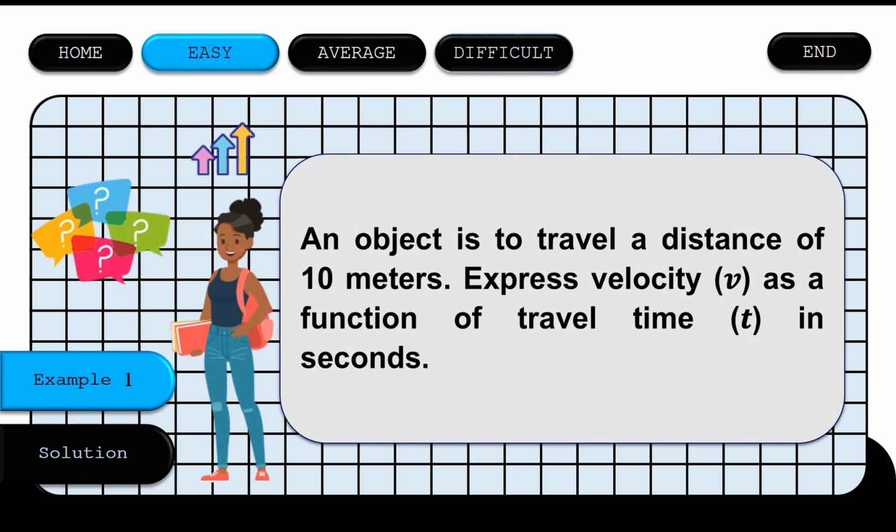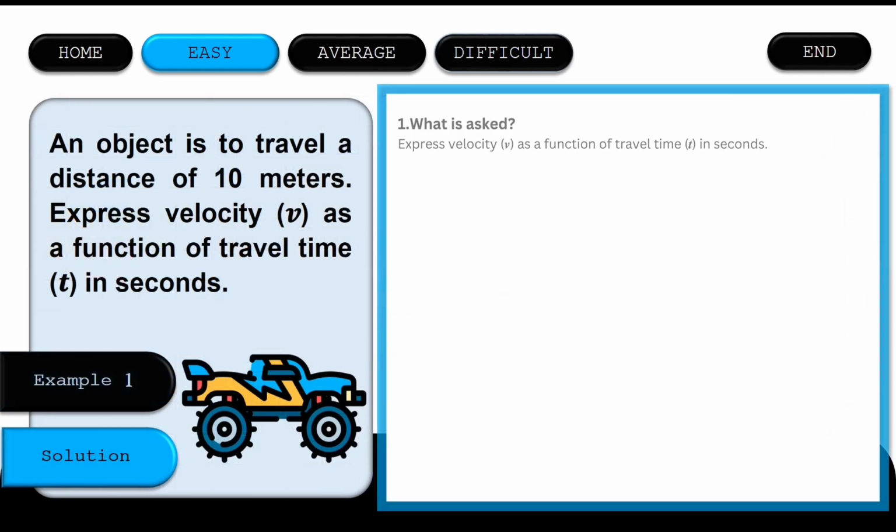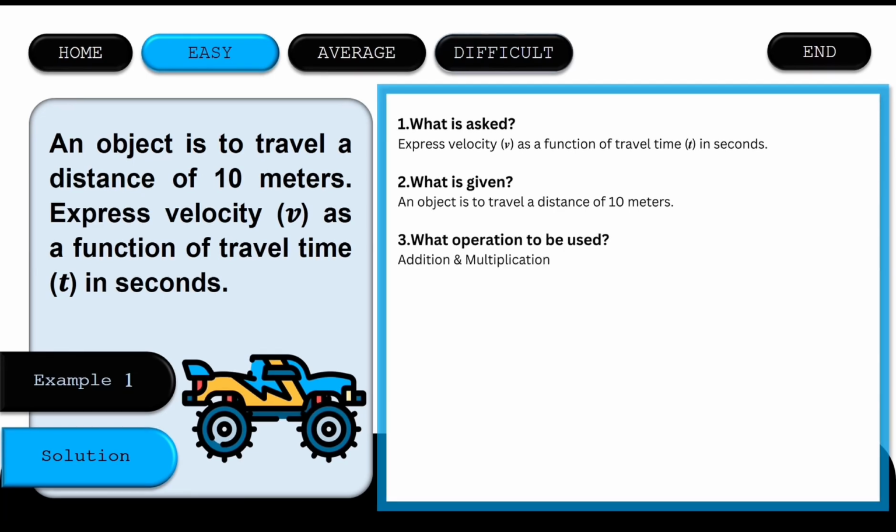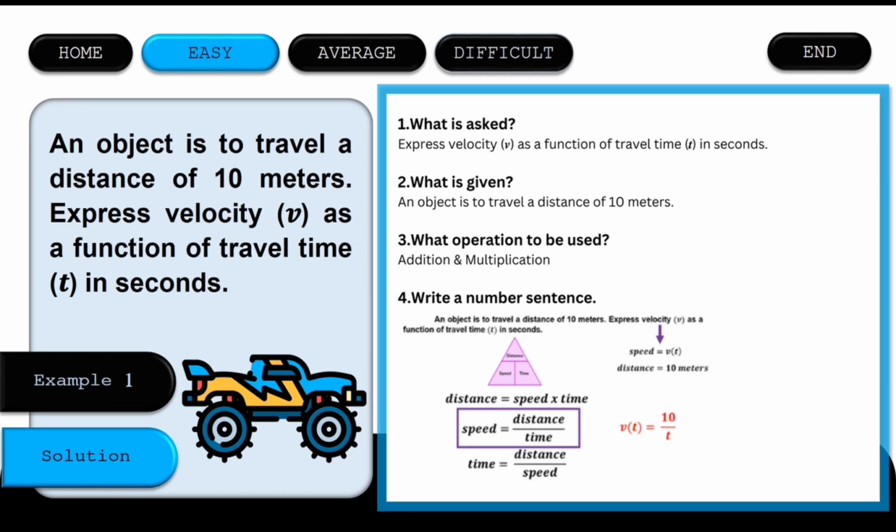An object is to travel a distance of 10 meters. Express velocity v as a function of travel time t in seconds. What is asked is to express velocity v as a function of travel time t in seconds. What is given? An object is to travel a distance of 10 meters, and operations to be used, addition and multiplication. By writing the number sentence, let us use the formula for distance, speed, and time.